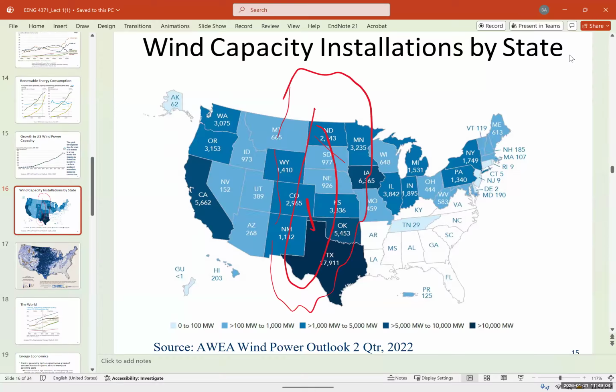Obviously on the east side and west coast, we have offshores. California has a lot of offshores as well. But the best place actually is in the Midwest to generate. And you can see that Texas is leading by far in wind energy production.